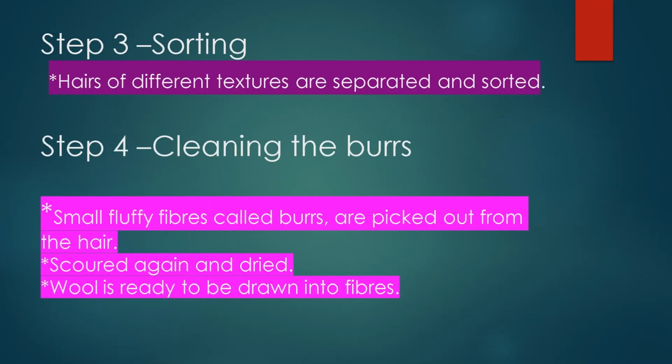Step 3: we got the hairs and now they are separated and sorted; on the basis of their texture they are separated and sorted. Step 4 is cleaning the burrs, meaning some fluffy fibers called burrs are picked out from the hair and they are again scoured, meaning again washed and dried, and now the wool is ready to be drawn into fibers. So after the 4th step, the wool is ready to be drawn into fibers.